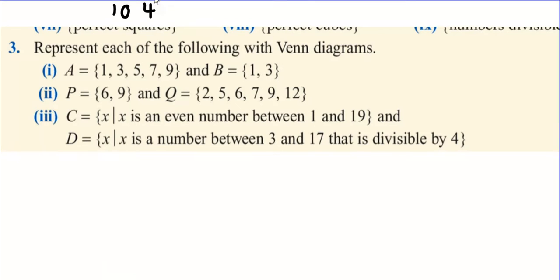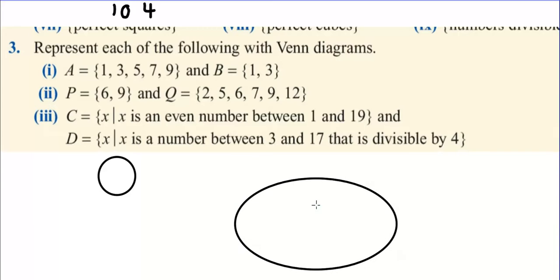10.4, and it's question 3. Represent each of the following with Venn diagrams. A and B. Okay, give me a second. The way we can draw this is with A. Sorry, I was looking for my ellipse here. So A is the bigger one.